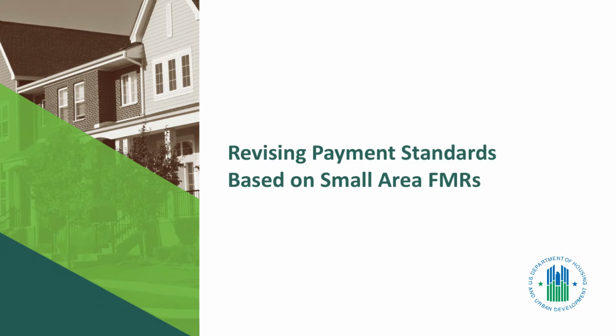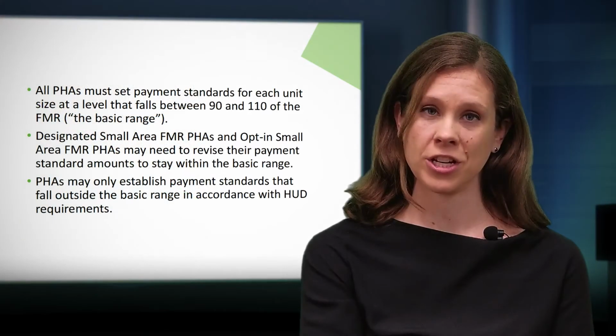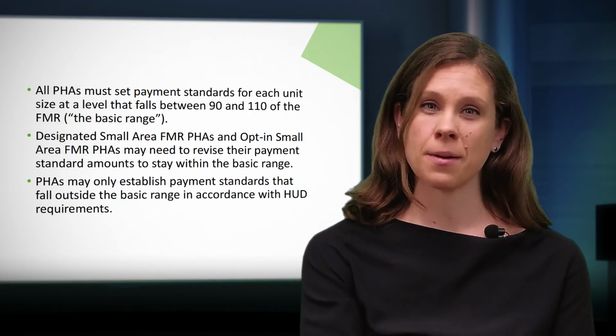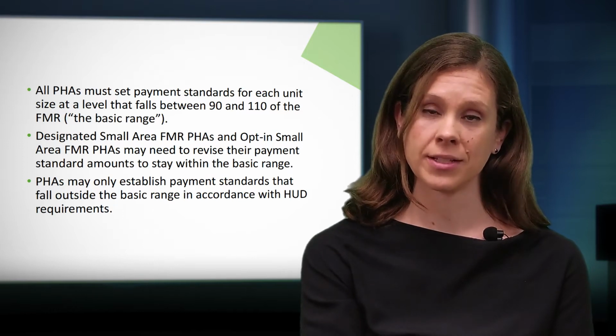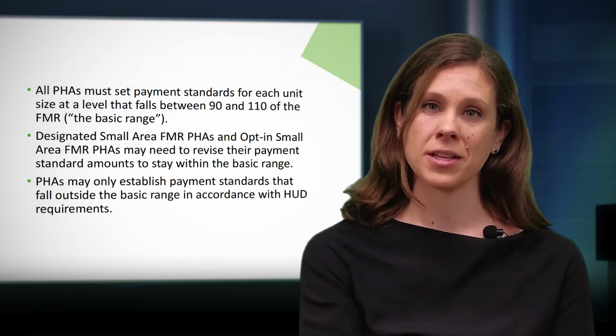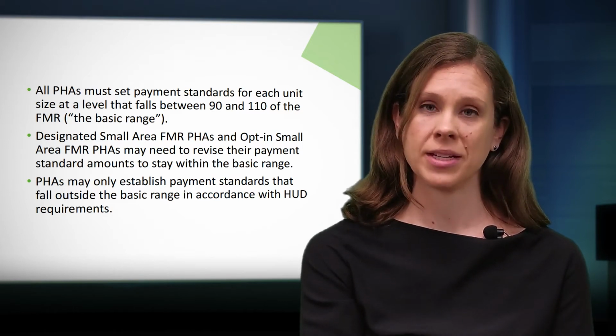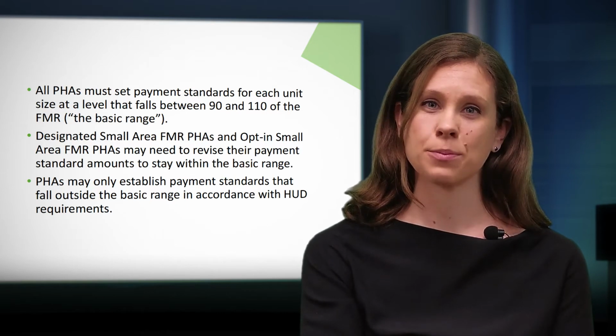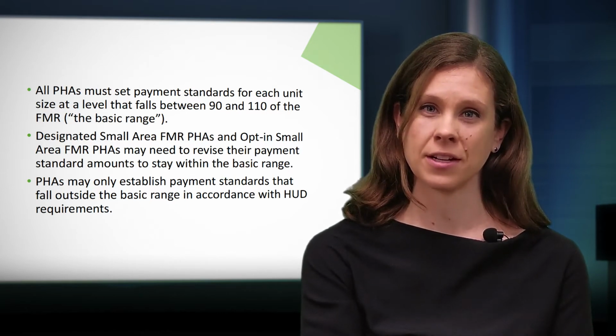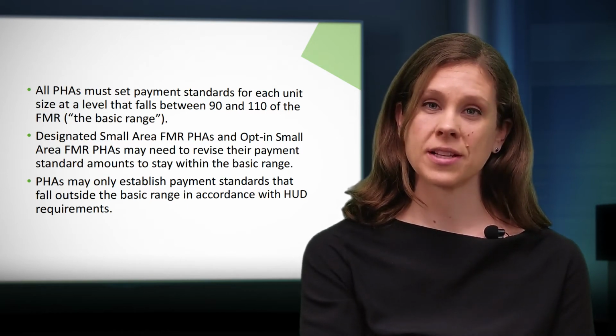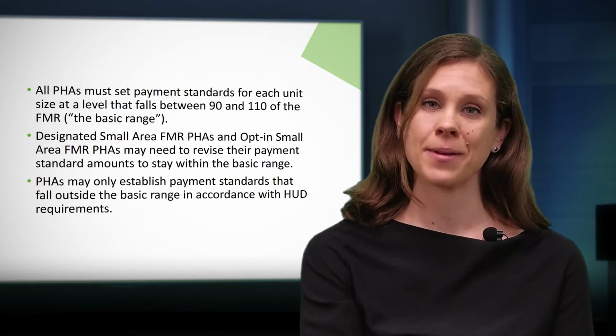Payment standards determine the maximum subsidy amount a PHA can pay toward rent on behalf of a voucher family. Payment standards are based on FMRs set by HUD, but are determined locally by PHAs. All PHAs must set payment standards for each unit within the basic range, between 90 and 110% of the FMR, unless HUD has previously approved an exception payment standard for the area. We'll discuss payment standard exceptions later in the webcast.